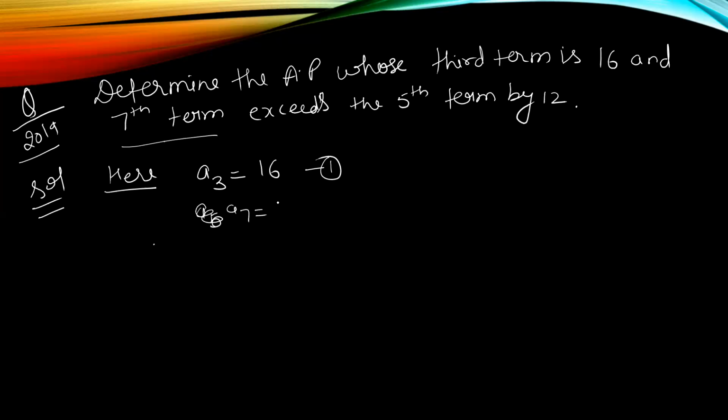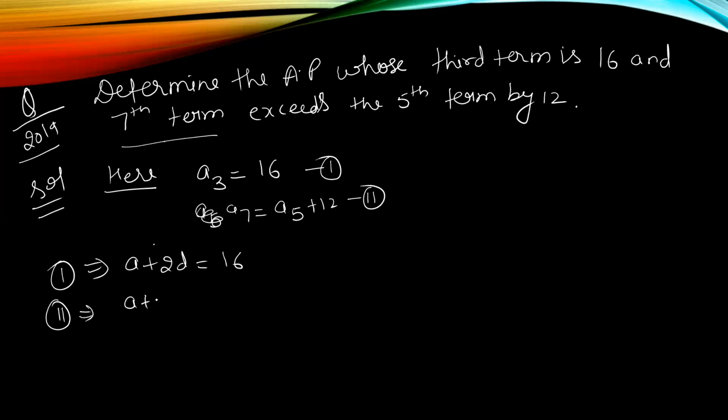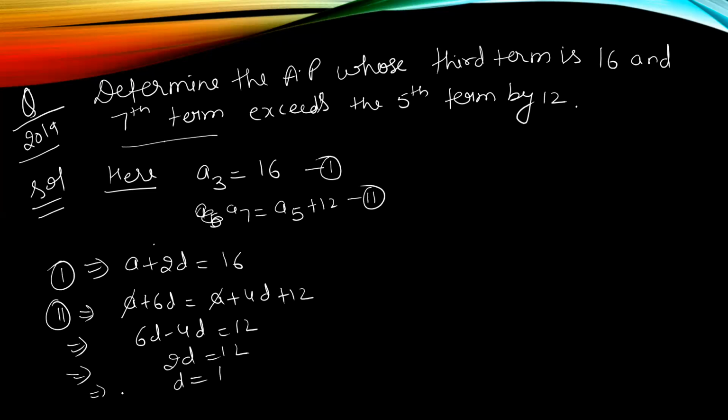So A7 is going to be A5 plus 12. So equation number 1 implies a plus 2d equals 16. And the second equation implies a plus 6d equals a plus 4d plus 12. Which implies, as you can see, a gets cancelled. 6d minus 4d equals 12, which implies 2d equals 12, which implies d will be equal to 12 by 2, which is equal to 6. So the value of d is 6.